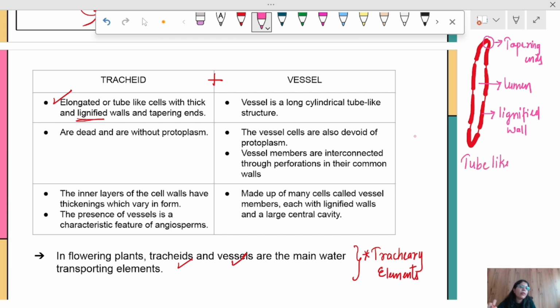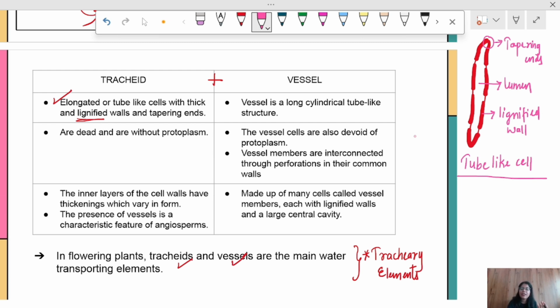Tube like cell. Okay, this is the meaning of trachea. They are dead and they don't have protoplasm. Definitely, they don't have anything inside, hollow, right? The inner layer of cell wall has thickening which varies in form. When you see the trachea, they can have different types of thickenings, maybe reticulate, maybe some other way in which lignin is deposited.